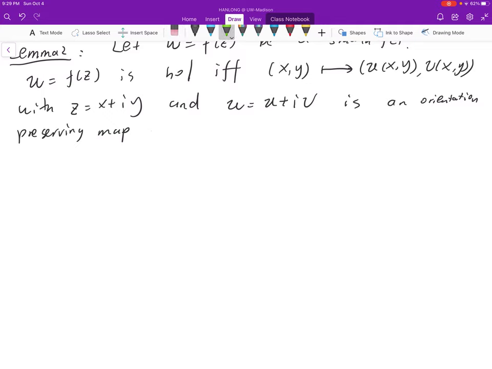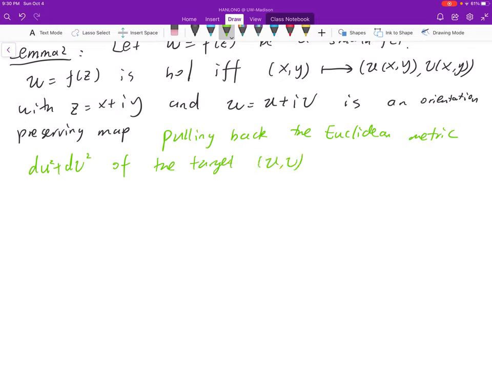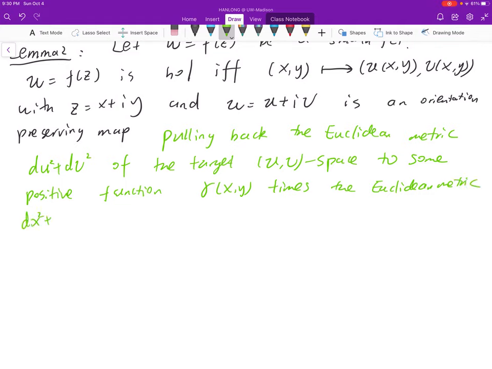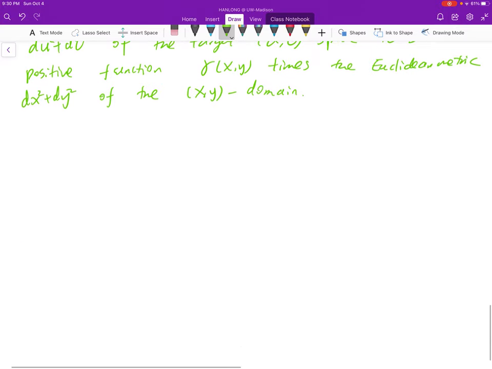And pulling back the Euclidean metric du squared plus dv squared of the target uv space to some positive function gamma(x,y) times the Euclidean metric dx squared plus dy squared of the xy domain. So remark here, gamma(x,y) is known as a conformal factor.